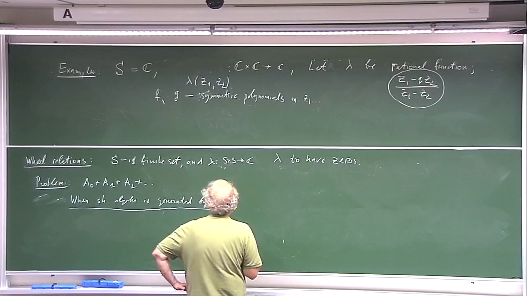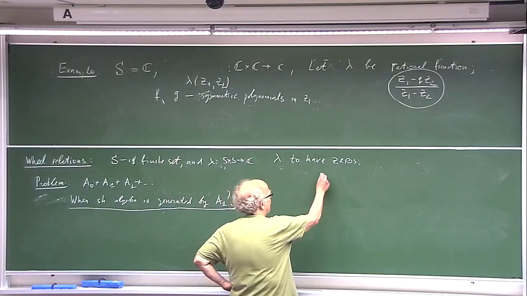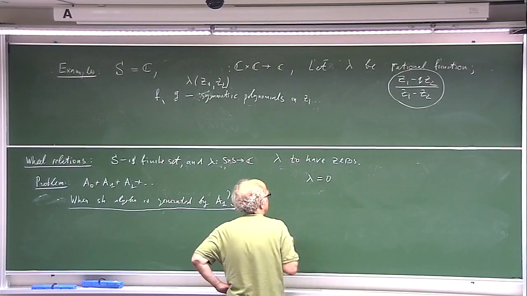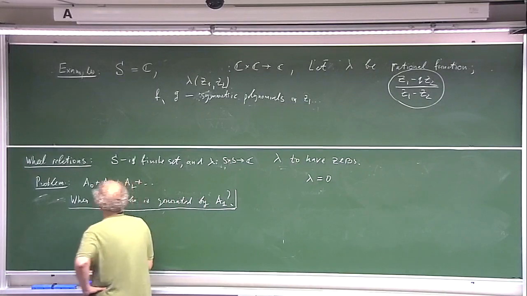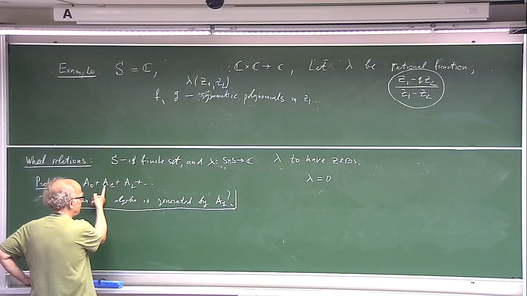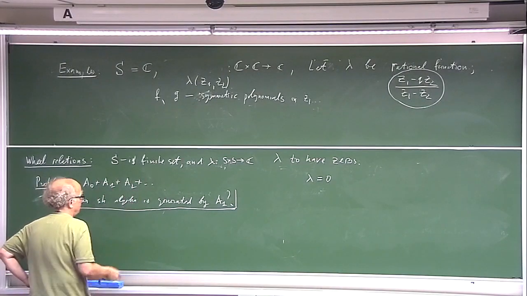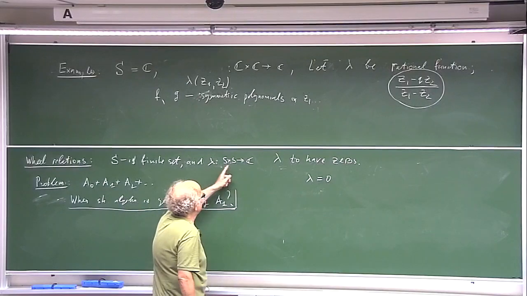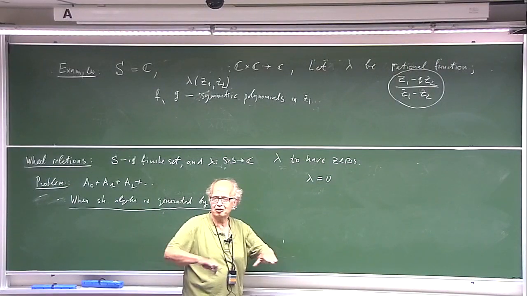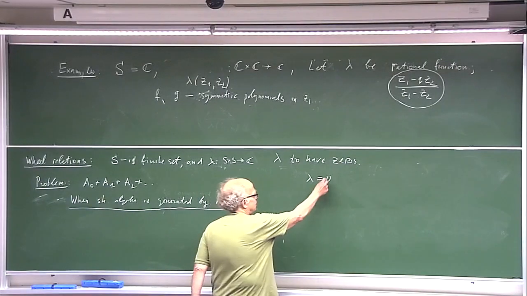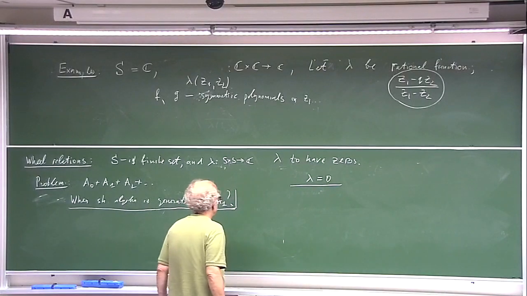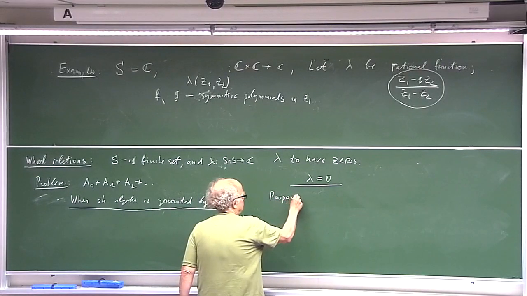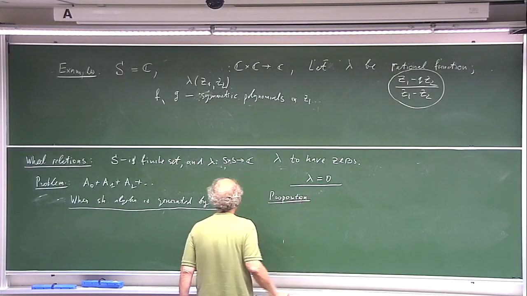I wanted to formulate the following thing. Suppose that lambda is just identically zero; then the algebra is definitely not generated by A1, and it means as an algebra it has a lot of generators and so on. But between lambda equals zero and lambda which has no zeros at all, there are many intermediate situations. To explain what is going on, let me formulate a simple proposition.